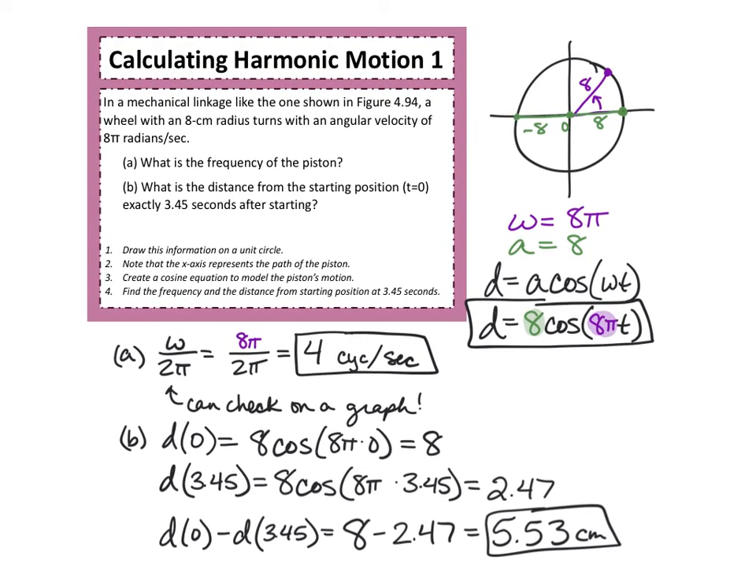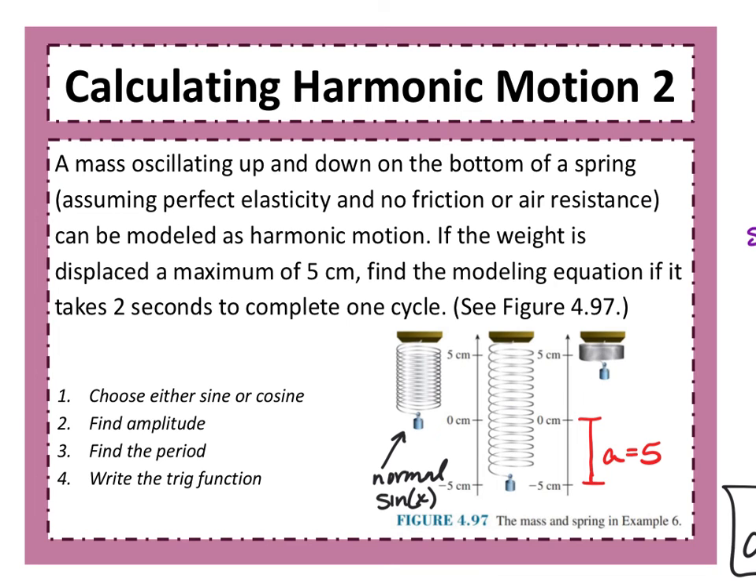Simple harmonic motion. Last but not least, if we have a mass oscillating, so this is just like an object, we're taking basically a physics experiment here. Some object, a mass, oscillating up and down on the bottom of a spring, as you can see here. So it starts here, it goes boing, boing, literally bouncing like a wave. We're going to assume perfect elasticity and no friction or air resistance. So basically this is happening in a vacuum, but we're going to model it as harmonic motion.